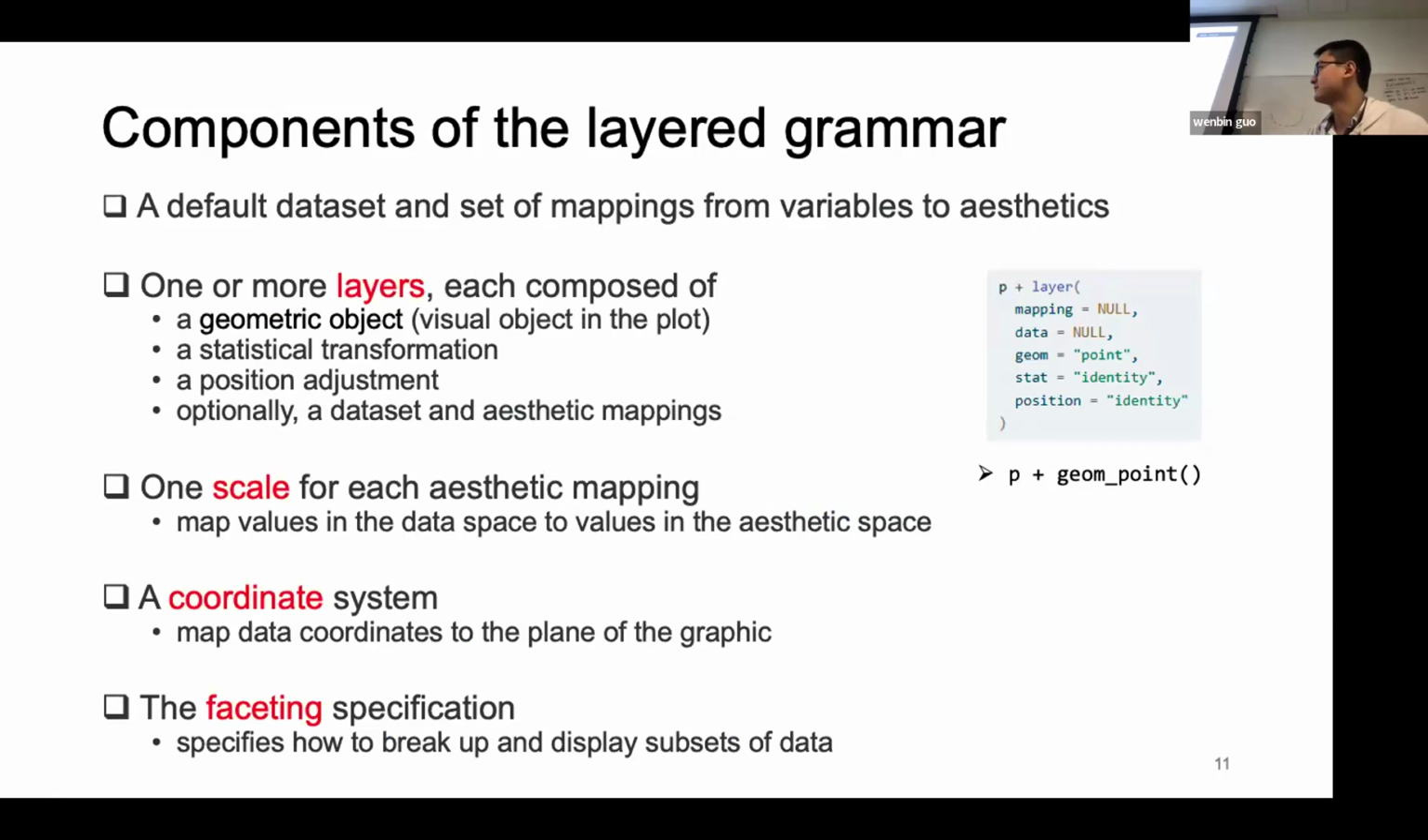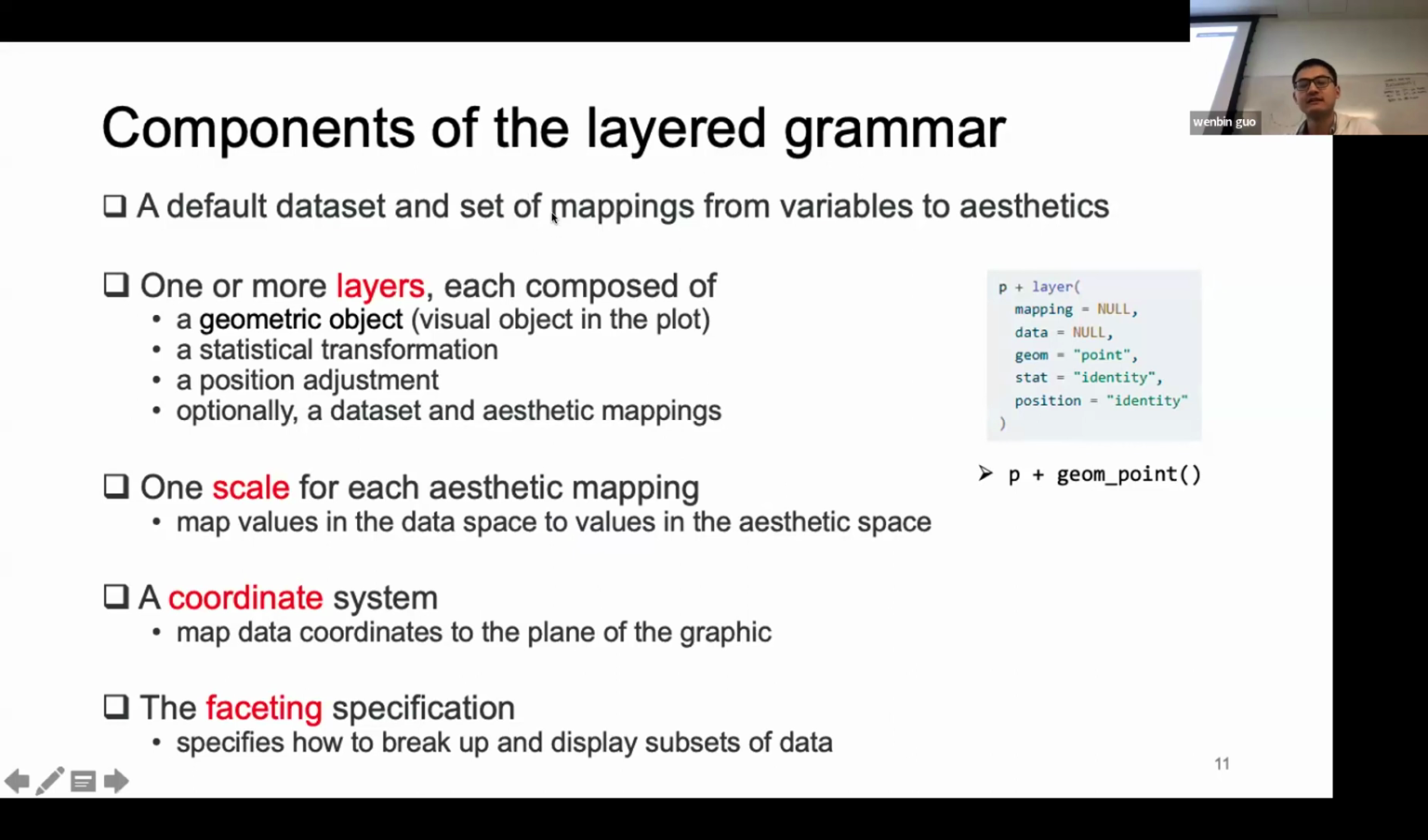So for today's lecture, we want to start by talking about the layers in ggplot2. The components of the layered grammar are a default data set and a set of mappings from variables to aesthetics. This is actually defined in our ggplot function. When we invoke the function, we specify the data and we specify the aesthetic mappings.